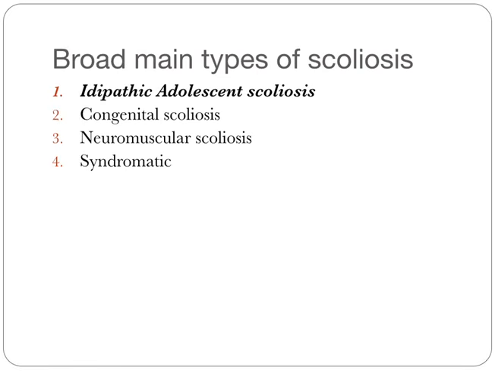Scoliosis can be divided into four main types. The first and the most common type is the idiopathic adolescent scoliosis, which comprises about 70% of the cases. It's called idiopathic because it develops without a known cause. It usually affects the population around puberty, and it is more common in females.